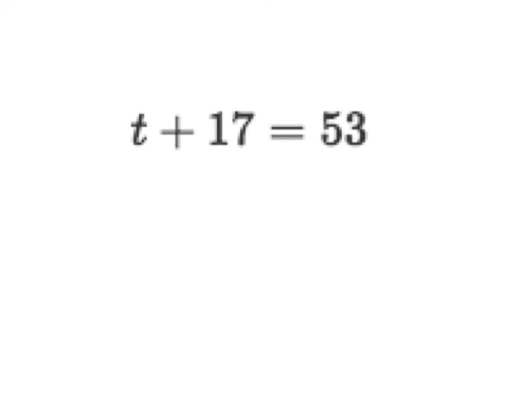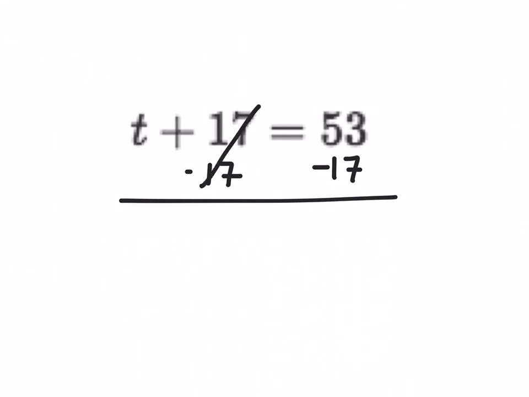So if we're adding 17 to t, the opposite of adding 17 would be to subtract 17 from both sides. And so 17 minus 17 becomes 0. We cross that out. And then we get that t is equal to 53 minus 17. 53 minus 10 is 43, minus another 7 is 36. So t is equal to 36.